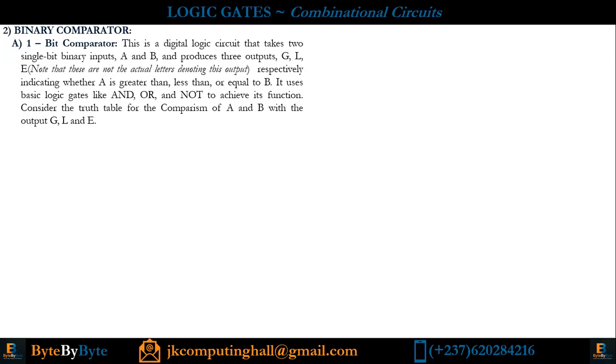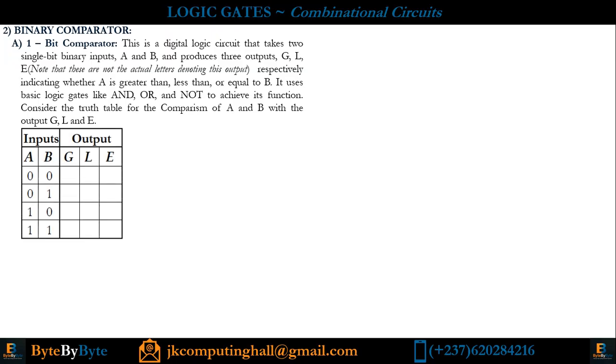So the output G denotes the cases where A is greater than B, L the cases where A is less than B, and E the cases where A is equal to B, because remember, for any two integers there are only three possible cases when you are comparing two integers. It is either above the other, lower than the other, or equal to the other. Apart from these three cases, until the earth ends, there is no other comparison you will give me.